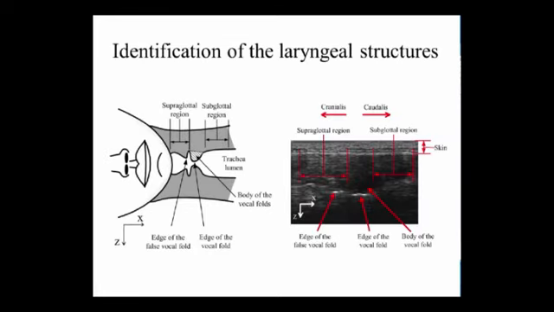First of all, we should have an idea of what we are looking at. Although the image quality degrades a little bit when we use plane wave imaging, the edge of the vocal fold and the false vocal fold can still be identified as two short echoic curves. And then we could locate the body of the vocal fold, which is here, and also have an idea of where the supraglottal region and subglottal region are.